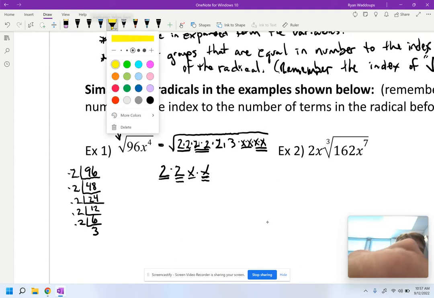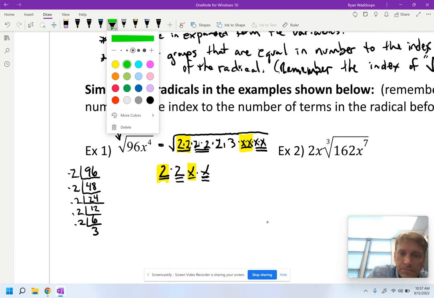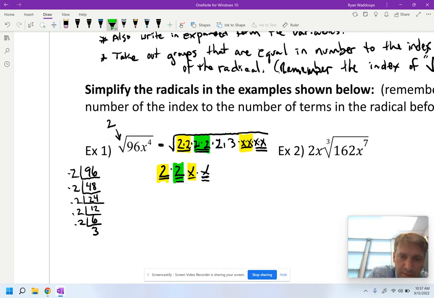And so what that looks like is that this pair of 2's came out as a single 2. This pair of x's came out as a single x. And this pair of 2's came out as a single 2. And this pair of x's came out as a single x. And you'll notice this 2 times 3 stays under the radical, so it's square root of 6. And then everything gets multiplied back together. 2 times 2 is 4. x times x is x squared. And then I have the square root of 6.